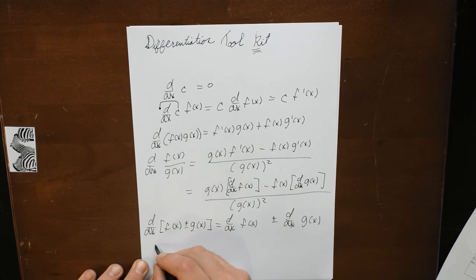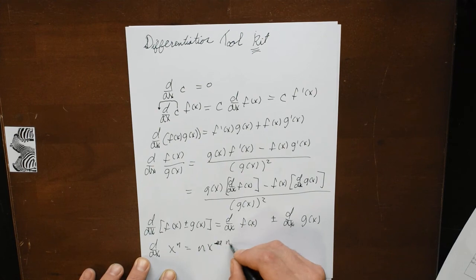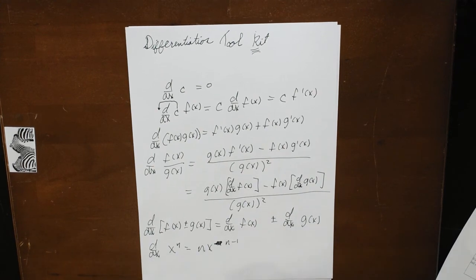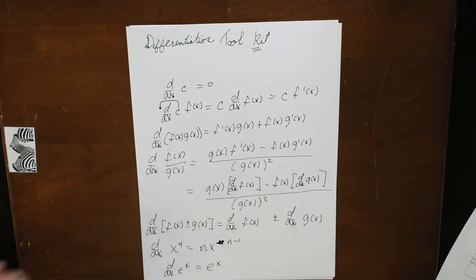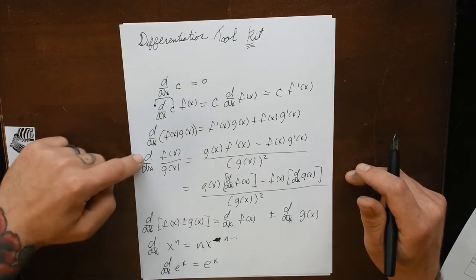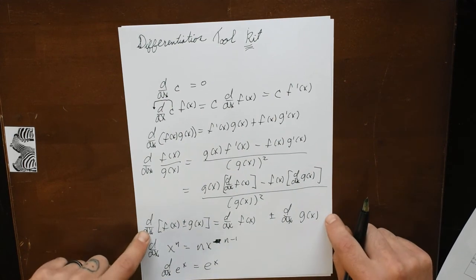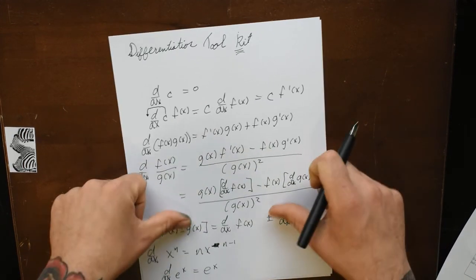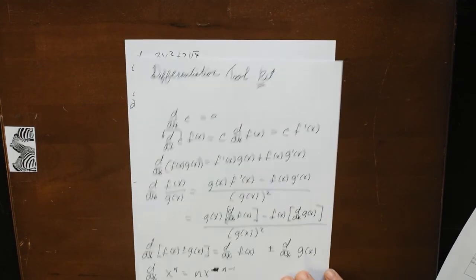We've got a power rule, x to the n, derivative n x to the n minus 1. And the last one, we have the derivative of e to the x is just e to the x. These so far are the 1, 2, 3, 4, 5, 6, 7. You might consider that one too, because we've got one for addition and we've got one for subtraction. 7, 8 tools we have in our differentiation toolkit.